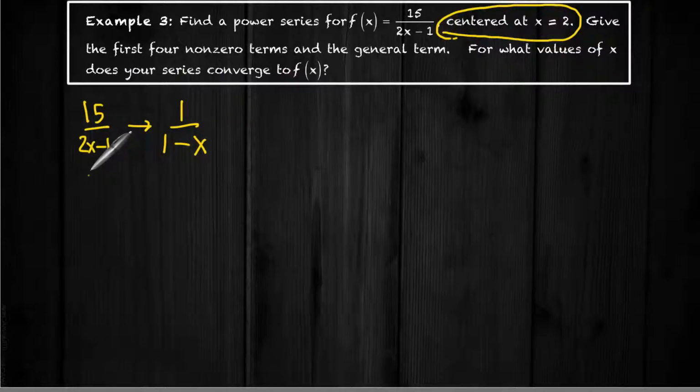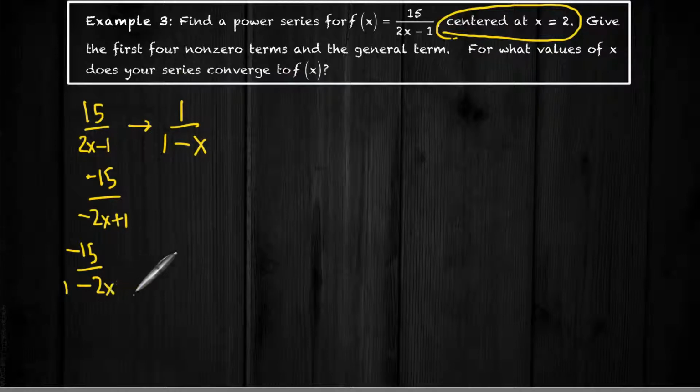So the first thing that we're going to do is we are going to recognize that the bottom is opposite of what it should be. It should be 1 minus something. Instead, it's that something minus 1. So we are going to multiply the top and bottom by a -1. So that's going to be a -15. And on the bottom, if we multiply both of those by -1, it's going to be -2x plus 1. So that's going to now turn it into 1 minus 2x.